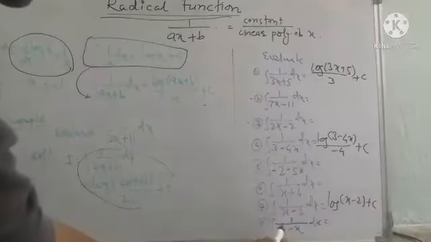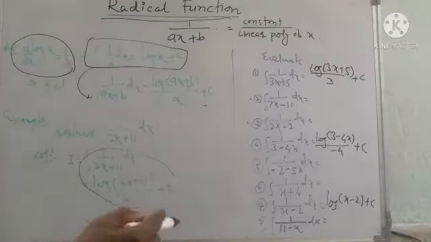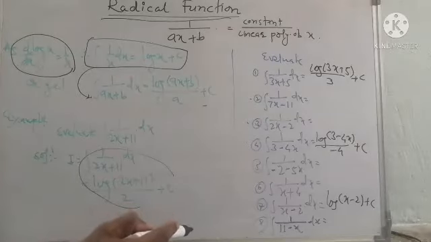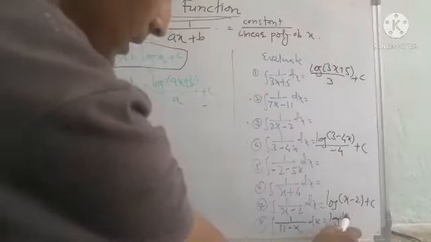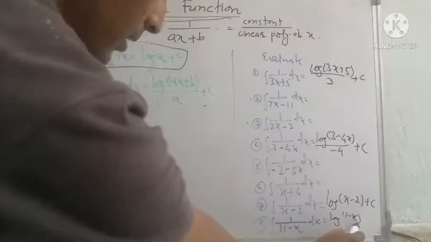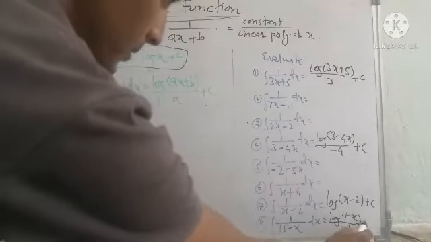And the last example, integration of 1 upon 11 minus x. Remember, x has coefficient minus 1, so we have to write the integration as log of 11 minus x divided by minus 1 plus c.